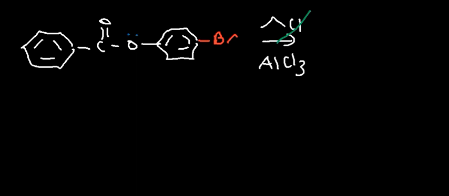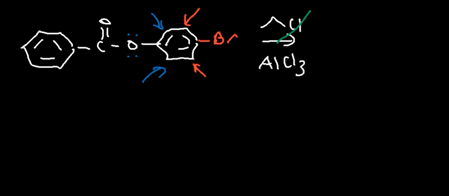So let's look at the directing effects. This oxygen will direct the ethyl group to go in the ortho position, which are those two, which is the same. But the bromine atom is also ortho-para directed, and it's going to tell the ethyl group to go here or here. The top is the same as the bottom because of symmetry.